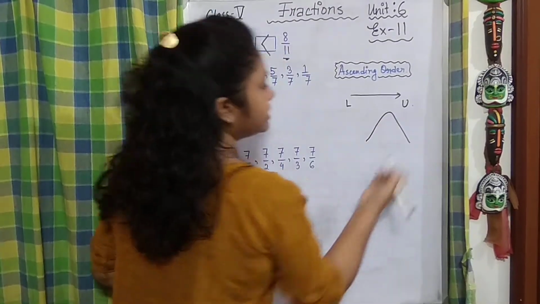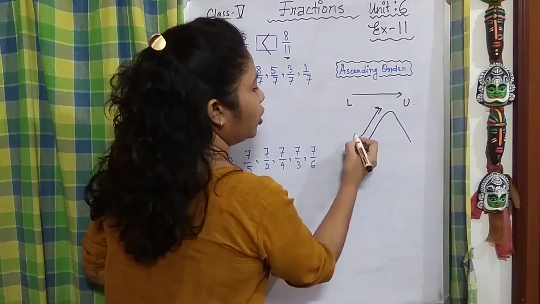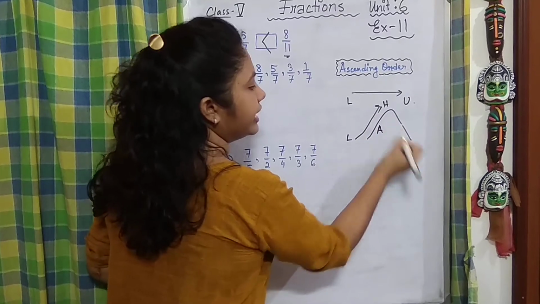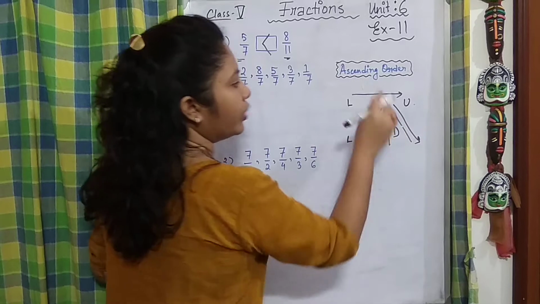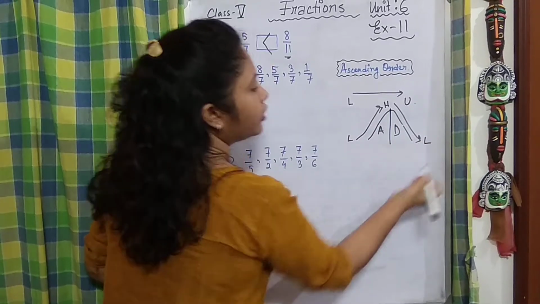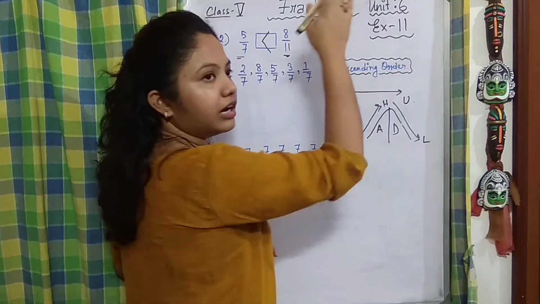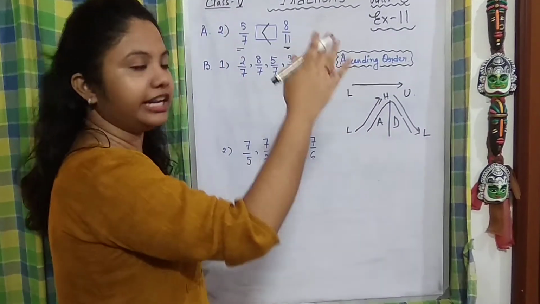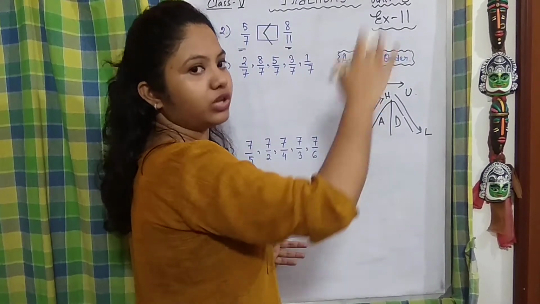Say this is a hill. When we are ascending from low to high, that is what we call ascending. Now when we descend, we go from upward to the lower one. So when we are descending, we are always arranging the numbers from the highest to the lowest. And when we are arranging in ascending order, we go from the smallest one to the highest one.